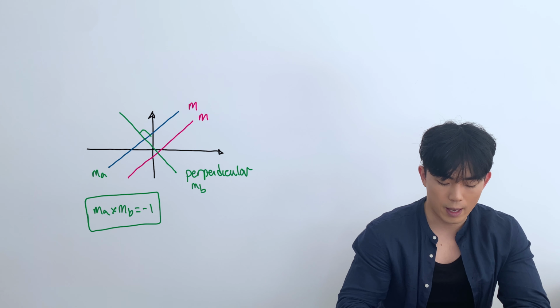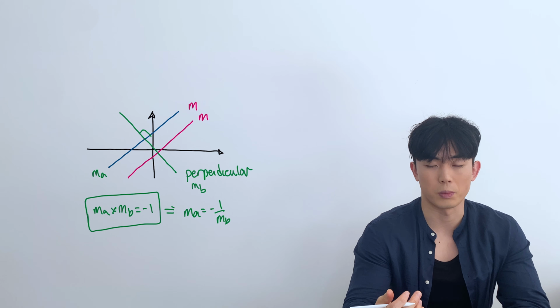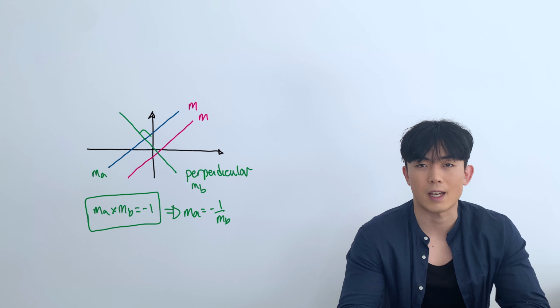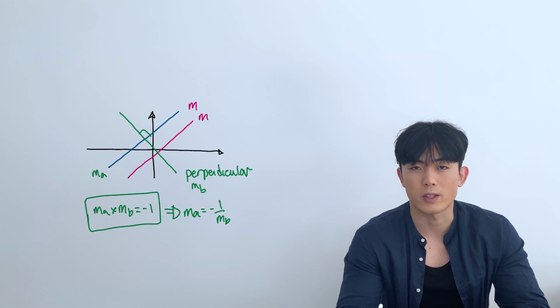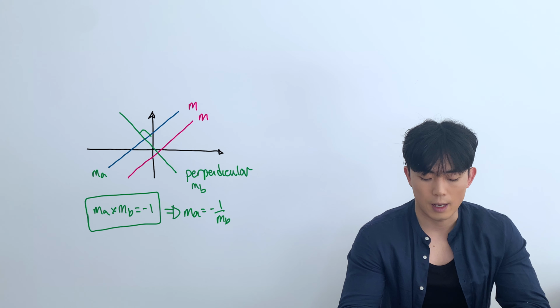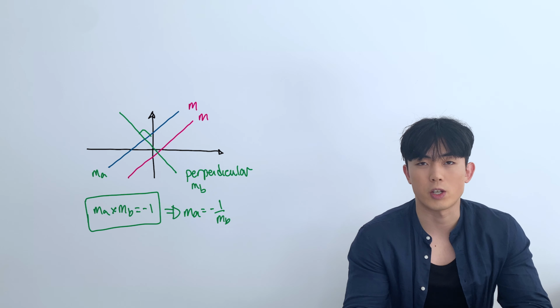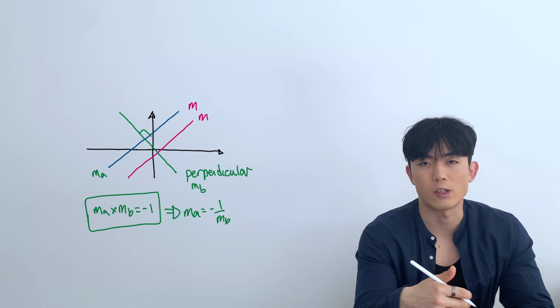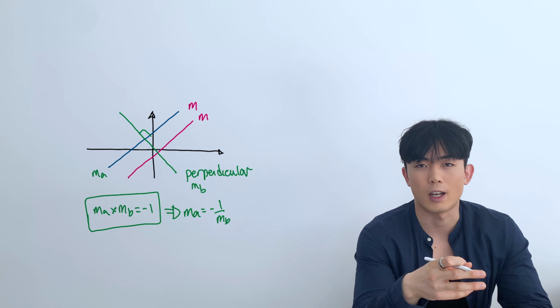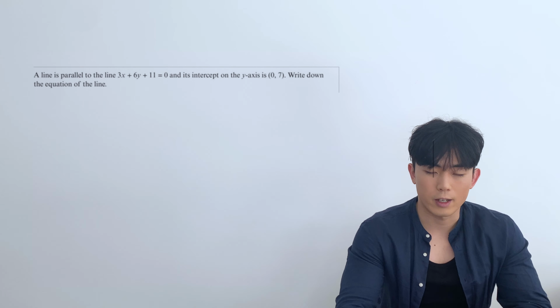Sometimes you might see it as mA is equal to -1 over mB. It's just a rearranging of this formula here. But the same theory stands, that the gradients multiplied together will give you -1. And that's the difference between perpendicular and parallel, and how you differentiate between each one. There'll be certain questions where we ask you to find parallel lines or perpendicular lines relative to another line which they've given you before. Let's take a look at this question here.